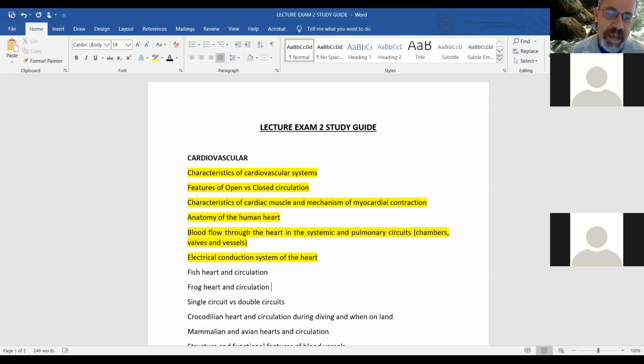Having established that, then we started jumping into some of the different types of hearts. And even though I mentioned there's such a thing as open versus closed circulation, when it came to hearts, we really were focusing on the hearts of open circulation, which would be vertebrates, and we started off with fish. So you should know the characteristics of the fish heart. 2 chambers, 1 atrium, 1 ventricle, and you should know the circulation.